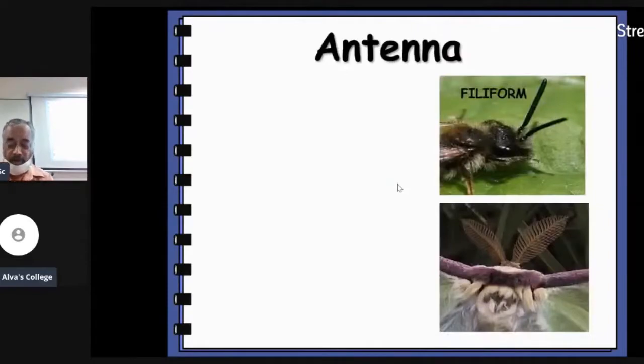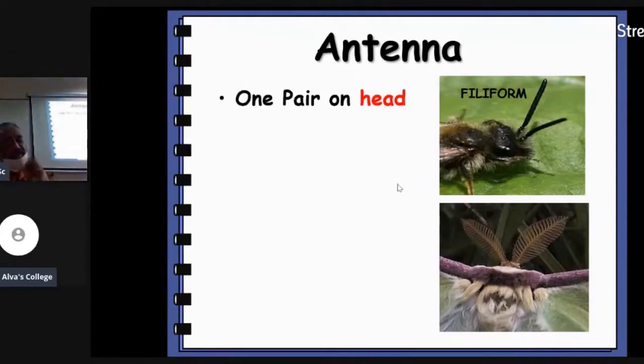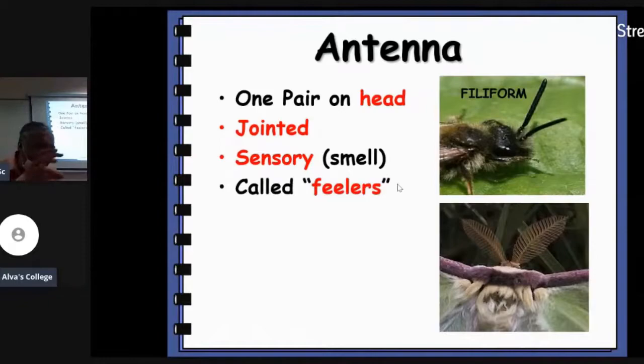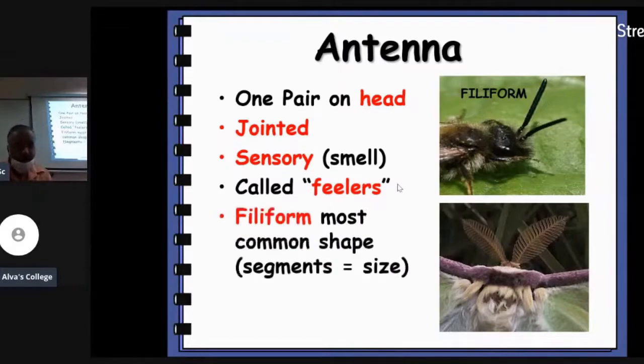And antennae, what is the function of antennae? I told you the function of the antennae is to sense. They sense direction and odorants, and these are also jointed structures, also called feelers. So before the insect eats anything, it can feel what sort of chemical the food has.